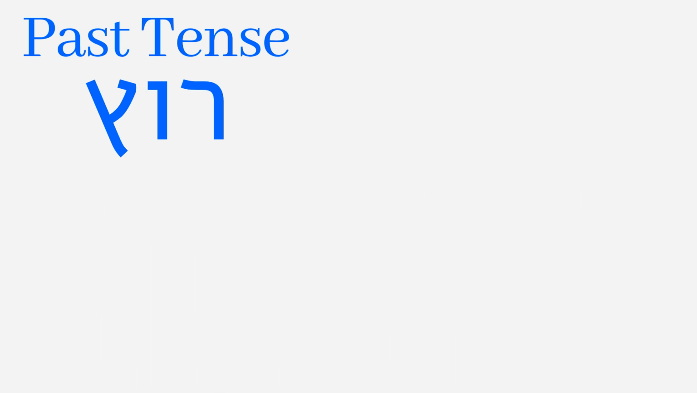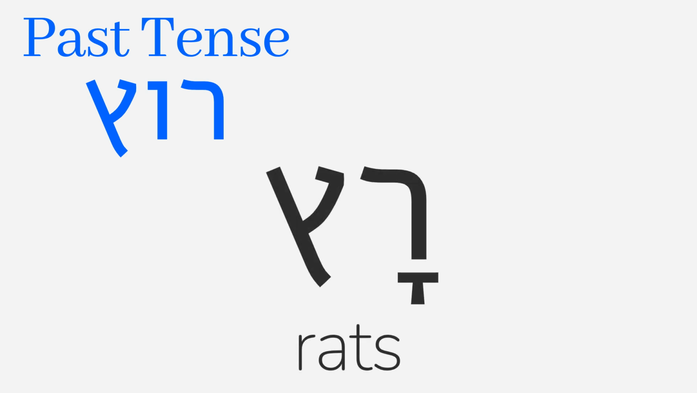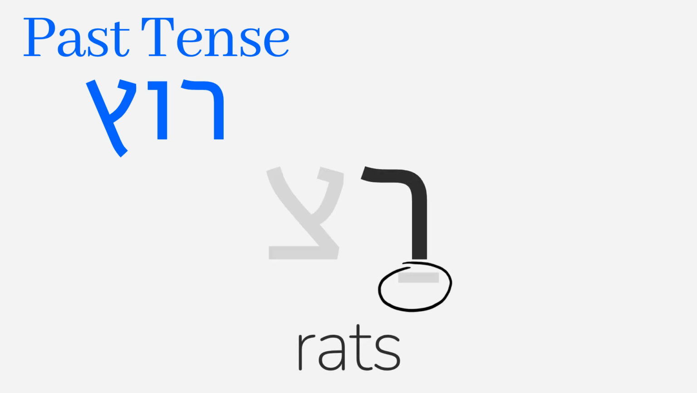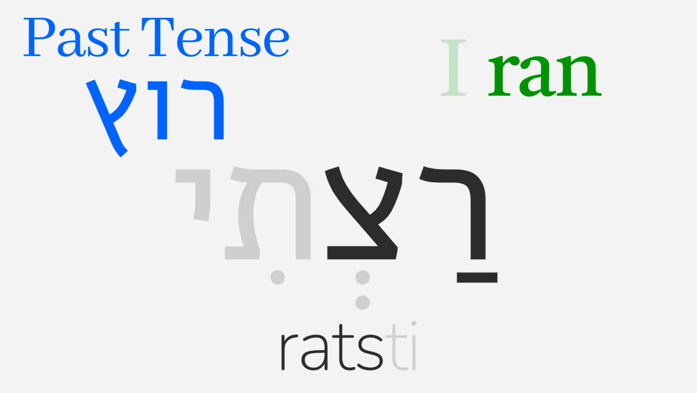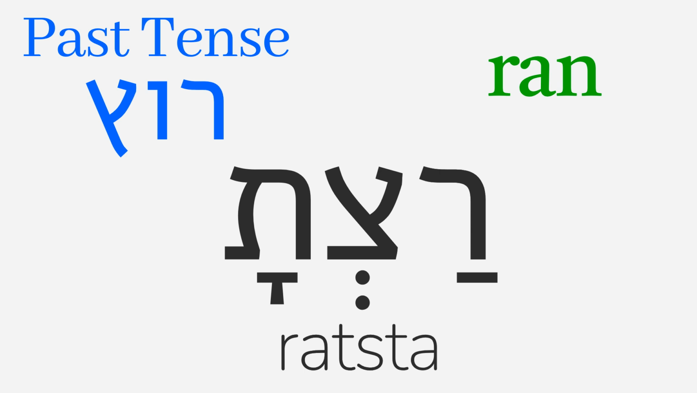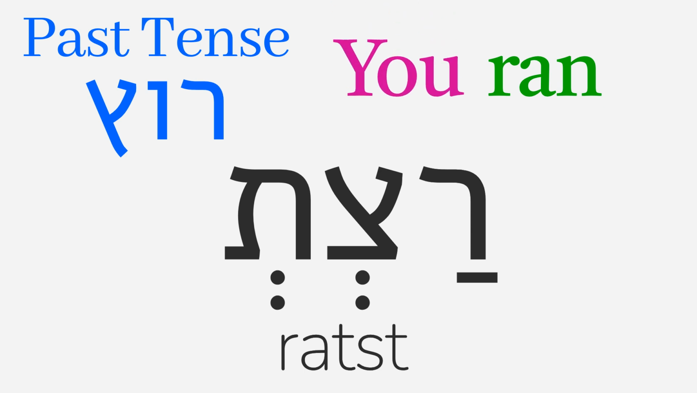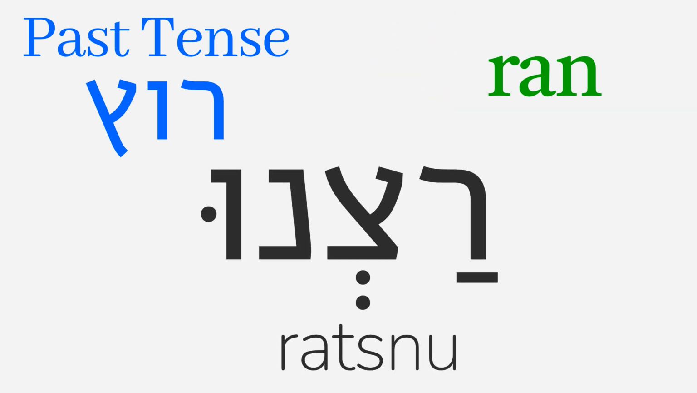To make the other forms of the past tense with hollow roots, we take the hu form, ratz, and shorten the kamatz to a patak. Then adding ti, we get ratzti, I ran. Ta gets us ratzta, you ran masculine singular. T makes ratzt, you ran feminine singular. And nu makes ratznu, we ran.